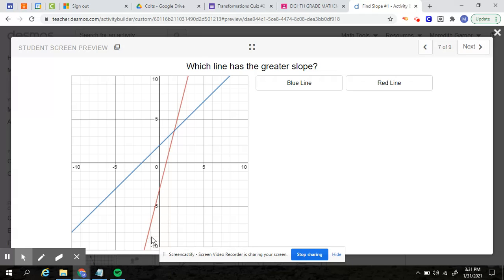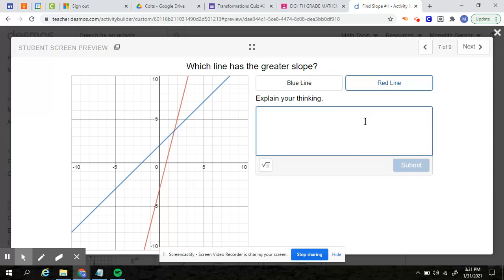So in this case, that's the red line. Notice the red line is going more vertical. It's going steeper up and down than the blue. So this one is going to be the red line. So we're going to say the red line is steeper, meaning it has a greater slope than the blue line.